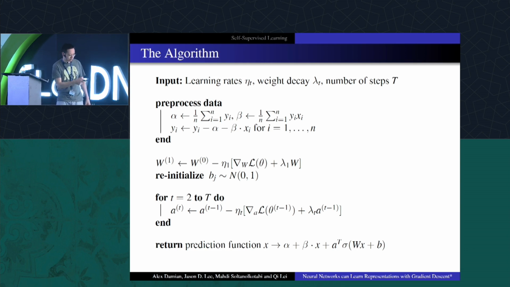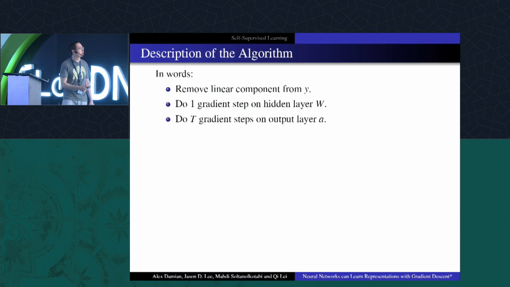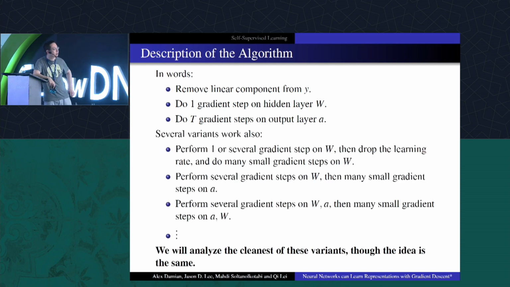So the prediction looks like this. So this is the algorithm. Do one gradient step, and then many on the A's. There's many variants that also work. All of them require removing the linear component. The linear one causes some annoying issues. You can do several gradient steps on the W, drop the step size, then do many small ones on the W. This is fine. You can do several on the W, then many small ones on the A. These are all fine. You can train both. It doesn't really change anything.